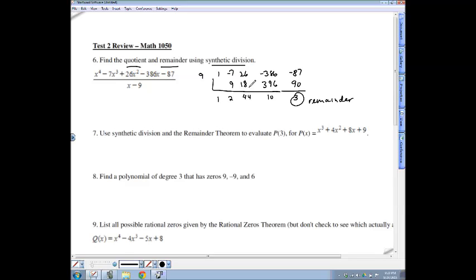It wouldn't be correct just to circle these numbers to say that this is the quotient. Remember, these are the coefficients of the terms of the quotient. If we started with an x to the 4th and divided by an x to the 1 polynomial, that means we're left with an x to the 3rd polynomial. So x to the 3rd plus 2x squared plus 44x plus 10. That's our quotient.